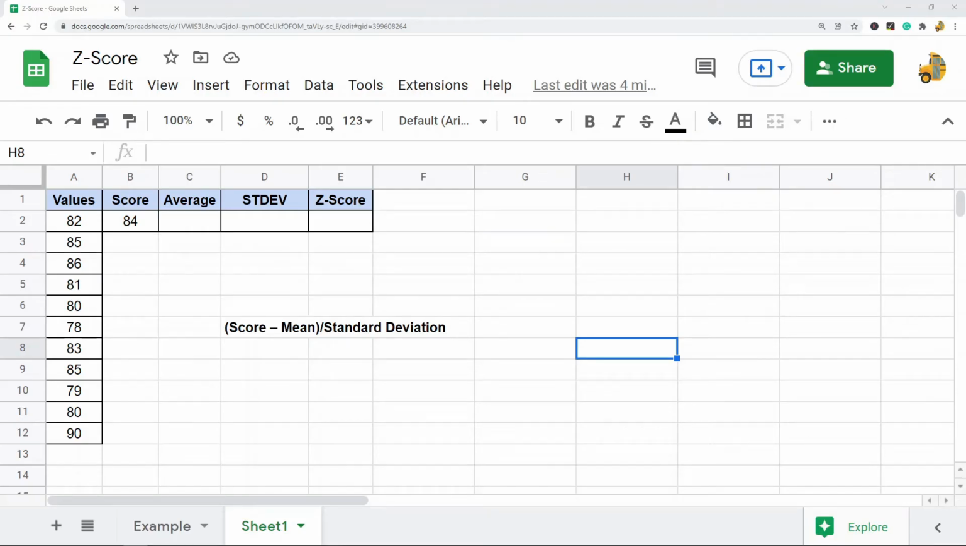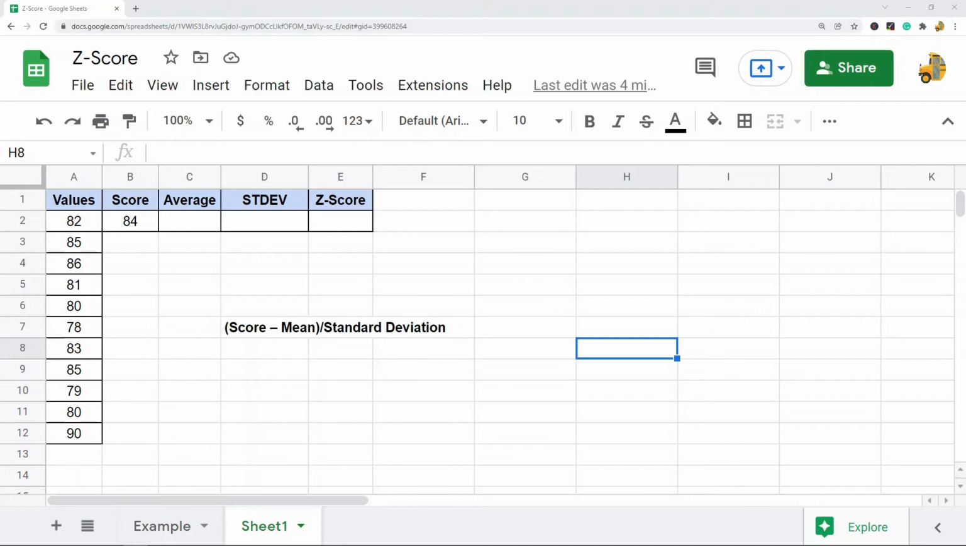In this video, I am going to show you how to calculate Z-score in Google Sheets. The Z-score, also called standard score, is a number used in statistics that will tell you the distance from the mean that a data point is, measured in terms of standard deviations. So essentially, a Z-score is how many standard deviations above or below the mean a data point is. If it's a positive number, it's above the mean. If it's a negative number, it's below the mean.